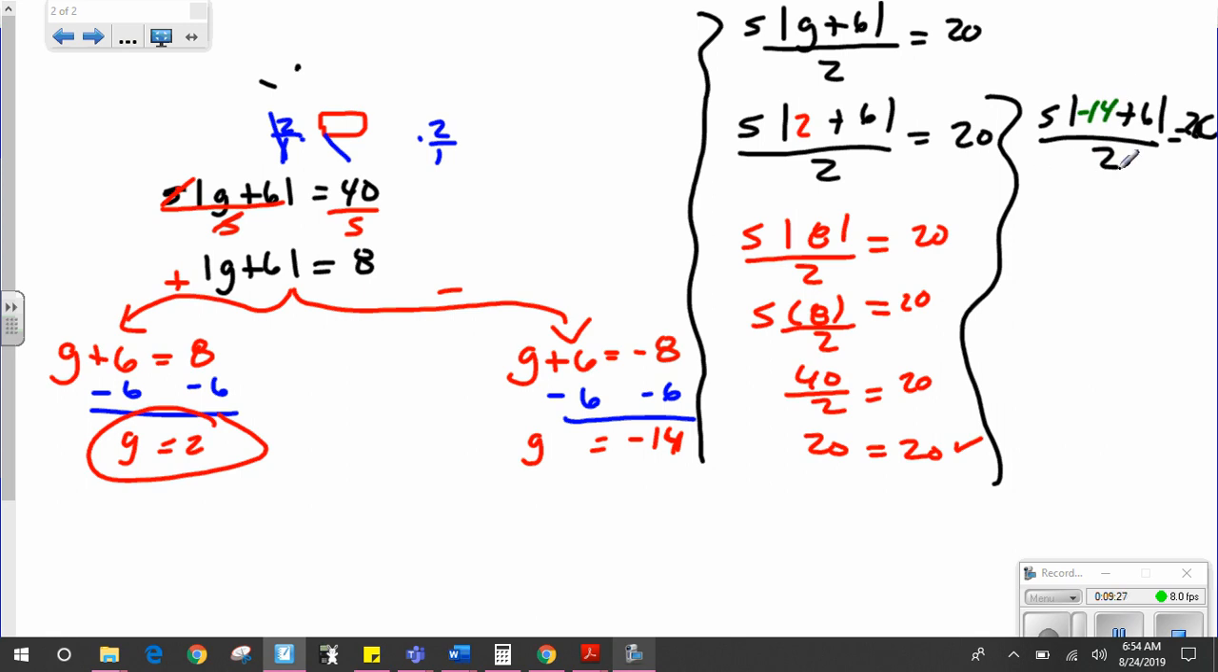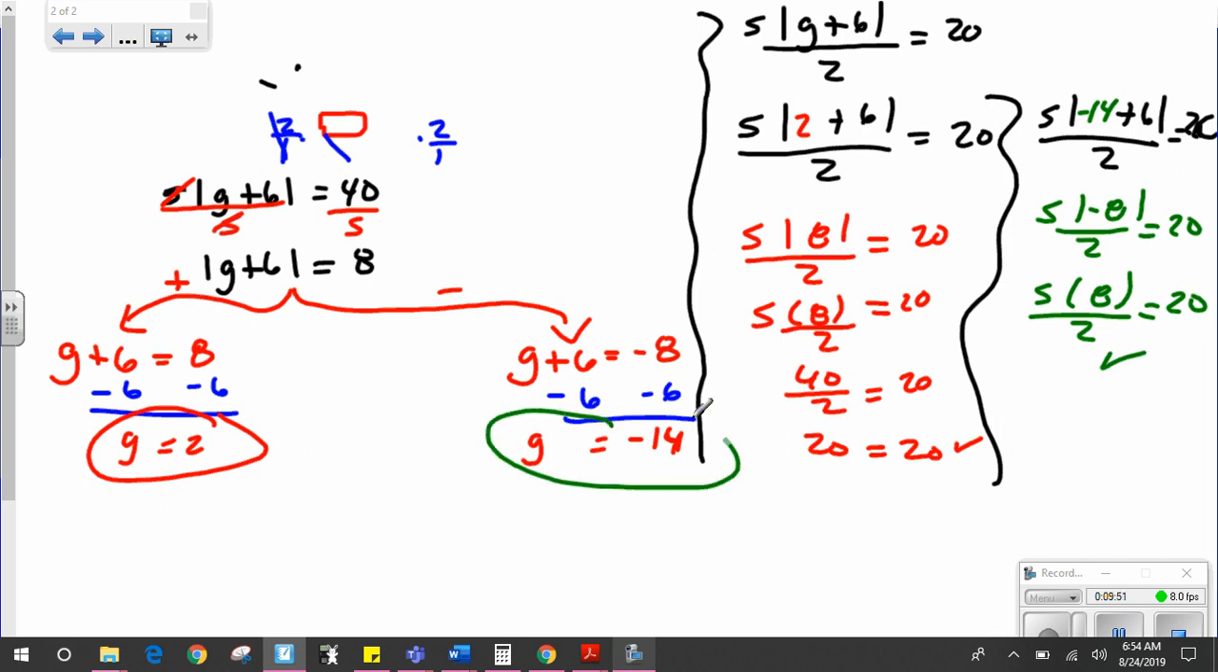Negative 14 plus 6 is negative 8. So that's 5 times the absolute value of negative 8 divided by 2 should equal 20. The absolute value of negative 8 is positive 8. 5 times 8 again is 40, divided by 2 is 20. So this checks out as well. So you could write your answers as 2 comma negative 14 in a swirly brace, or just say g is 2 or negative 14.